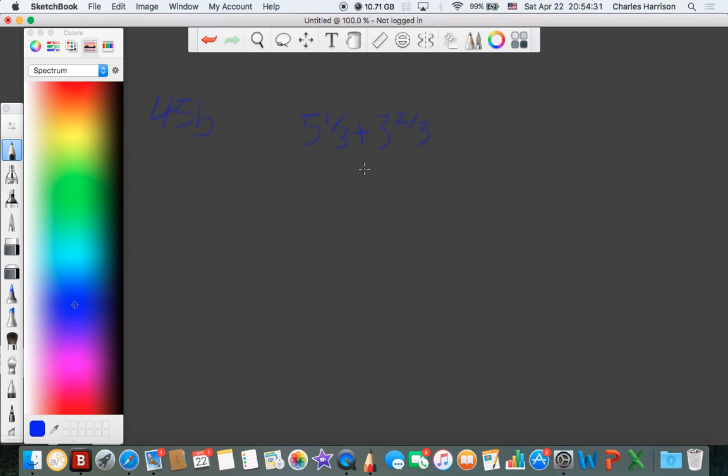Okay? Now, when we do that, again, it's 5 plus 3 is 8. And then we have 1 plus 2. We can do that because they share a common denominator. All right? They have a common denominator, which is 3, and so that's 3/3. Well, that's really just 8 plus 1, so the answer is 9. Okay? All right, next one. Next one's 45C.